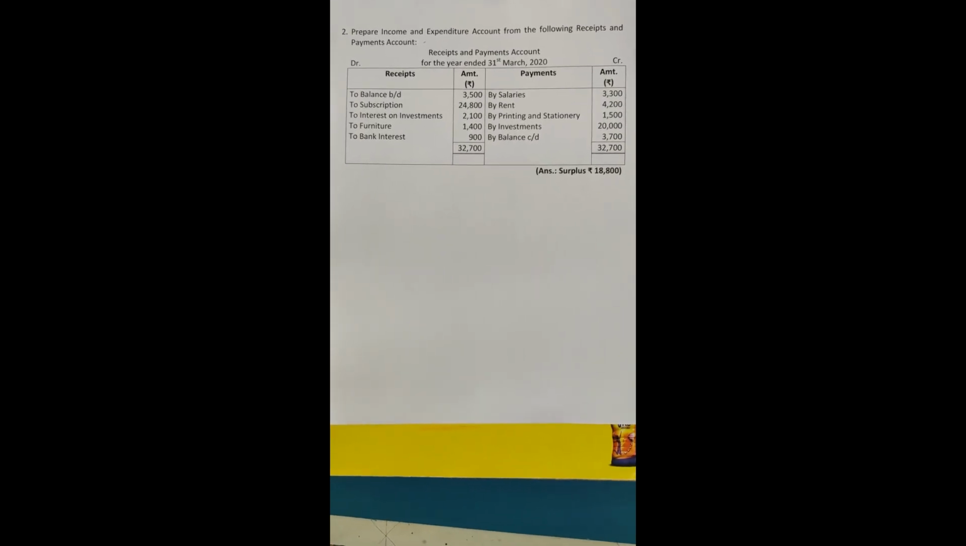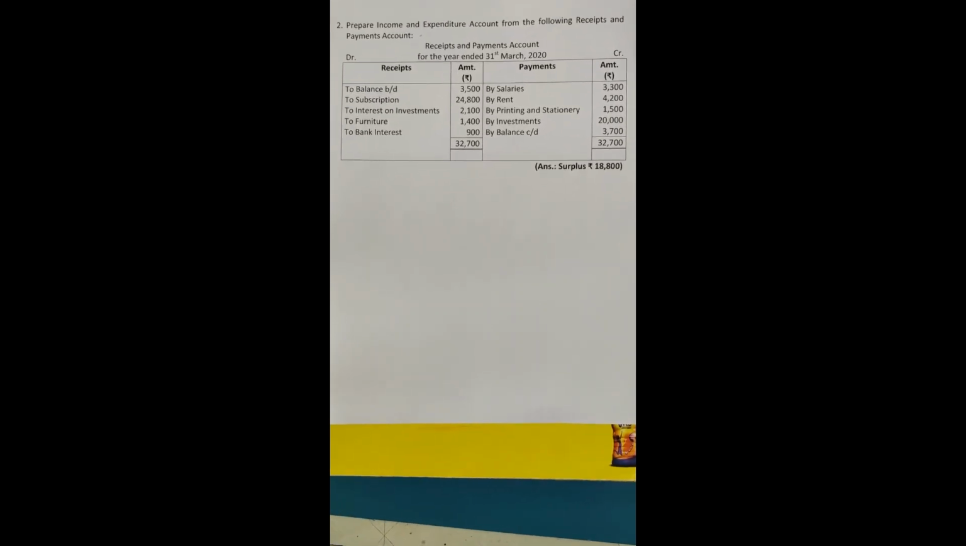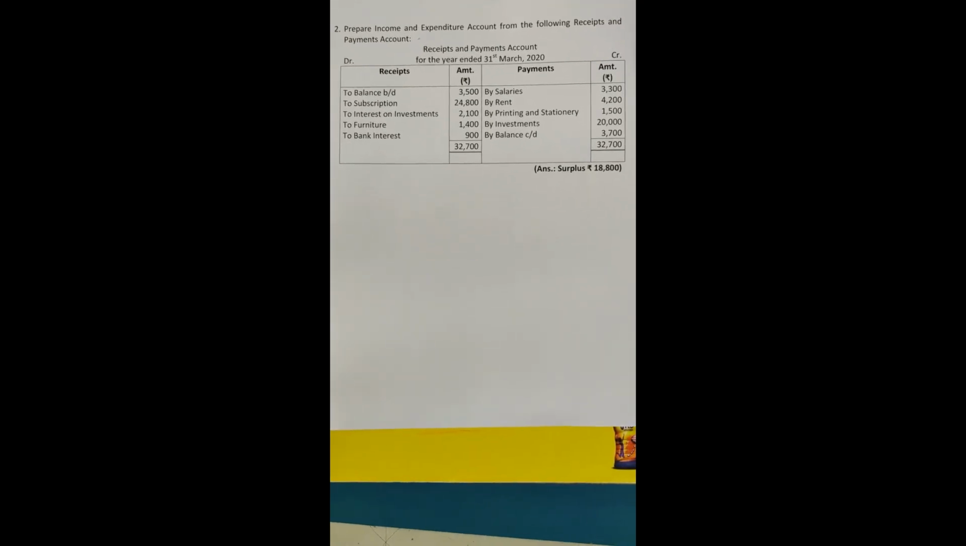To balance brought down. It is opening cash balance, and when we prepare income and expenditure account, we don't use it. It is given 3,500, then To subscription 24,800, To interest on investments 2,100, To furniture 1,400. It's given on the receipt side. It means furniture has been sold and 1,400 has been fetched. To bank interest 900, By salaries 3,300 rupees.